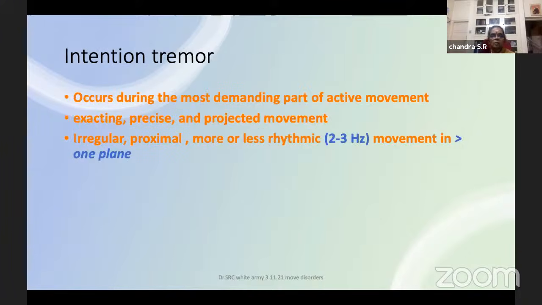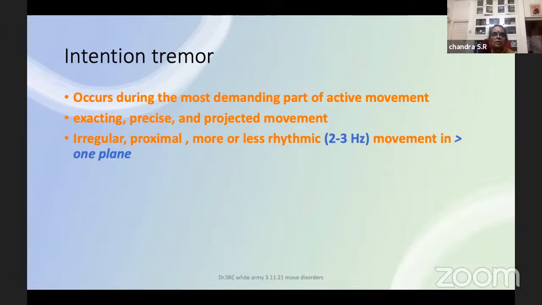Then intention tremor occurs during the most demanding part of the active movement. The most demanding part of the active movement is reaching the target. So then only it is coming. That is called intention tremor. It is a problem of exacting and precisely projecting. So when there is a problem in exacting the motor speed and precisely reaching the body part to the target, that phenomenon gets impaired, then you get this movement.